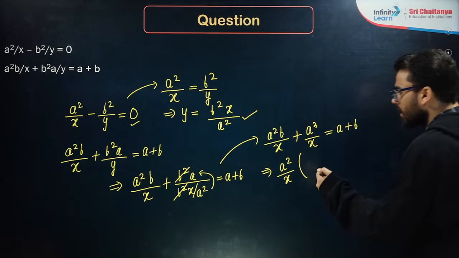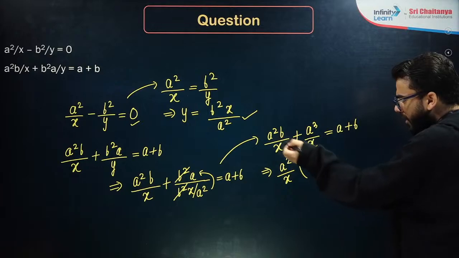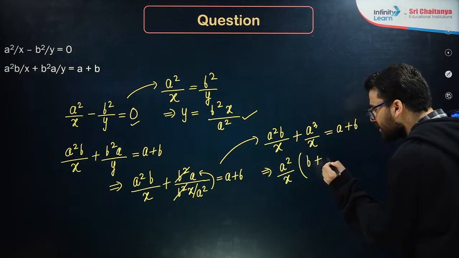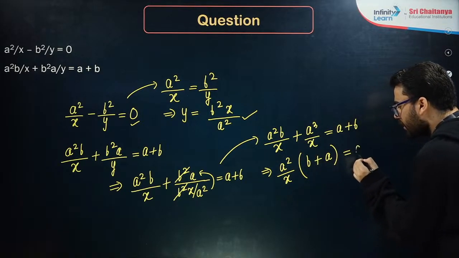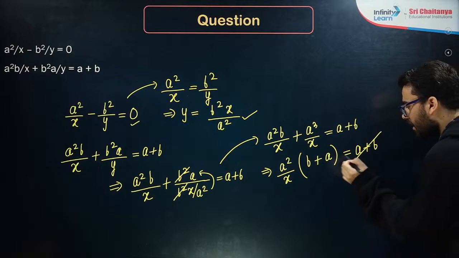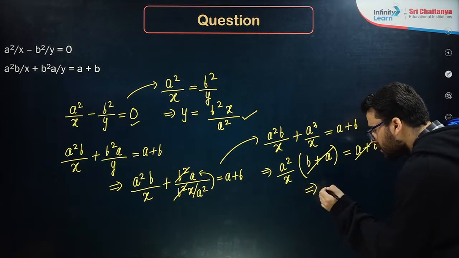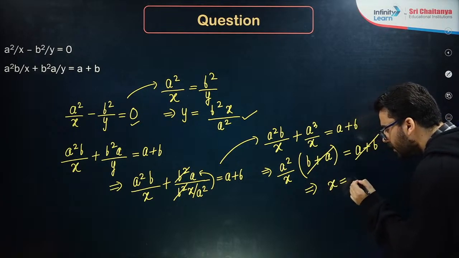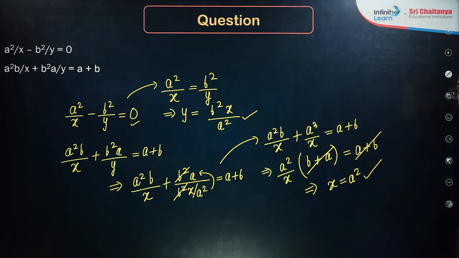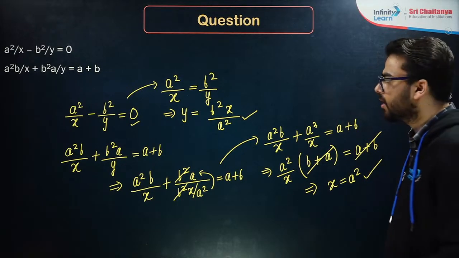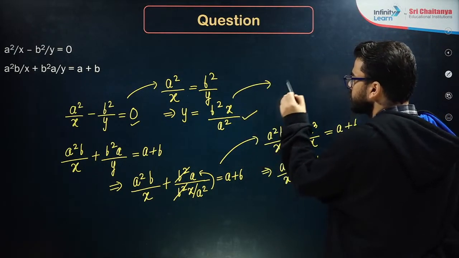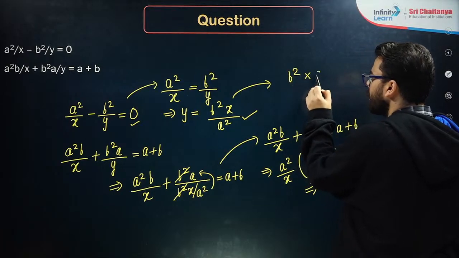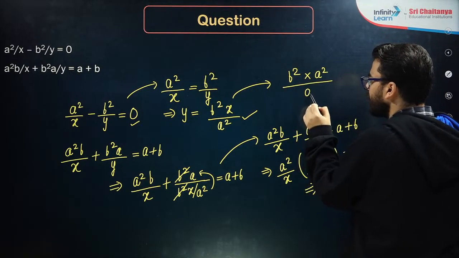I can take a square upon x as common. You'll be left with b plus a, and that is equal to a plus b over here. So can I cancel out this thing? So if you cross multiply, you'll get x is equal to a square. Is it clear? So x is equal to a square over here. How will you get the value of y? So just put x is equal to a square in y equals b square x divided by a square.